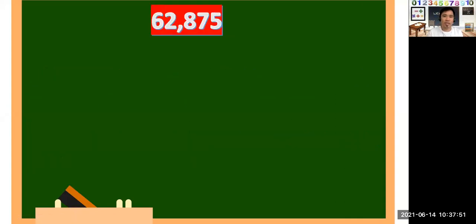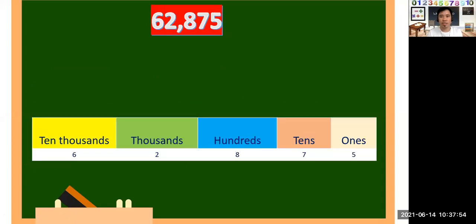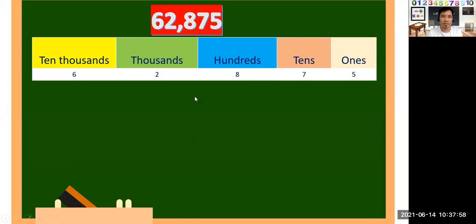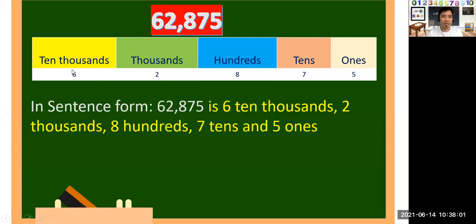Now, another example. The number here is 62,875. Now, as you can see here, the digit 6 here is in the ten-thousands place. So if we will write in sentence form, 62,875 is 6 ten-thousands, 2 thousands, 8 hundreds, 7 tens, and 5 ones. Okay, again, 6 is 6 ten-thousands, 2 is 2 thousands, 8 is 8 hundreds, 7 is 7 tens, 5 is 5 ones.